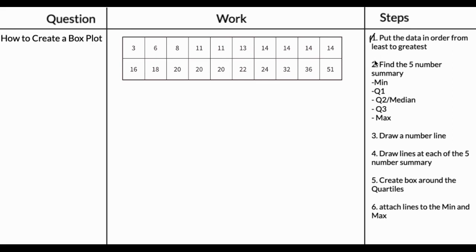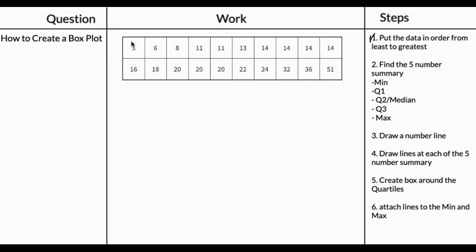The second step, and this is probably the most time-consuming step, is to find the 5-number summary. And the 5-number summary is just key terms that we use to talk about the minimum, maximum, Q1, Q2, Q3. That would be called the 5-number summary. Remember that Q2 is also known as the median.